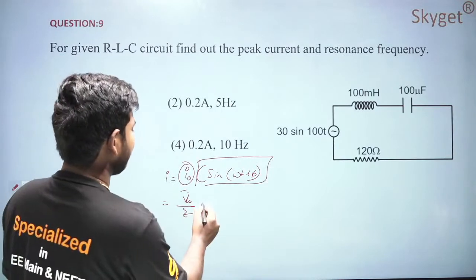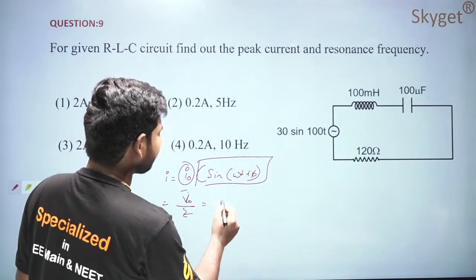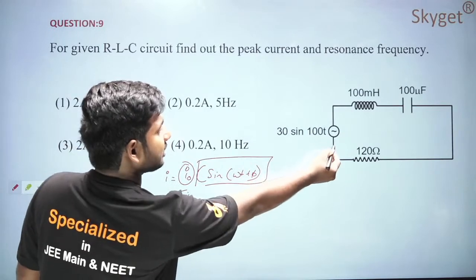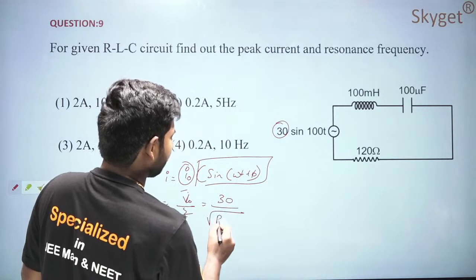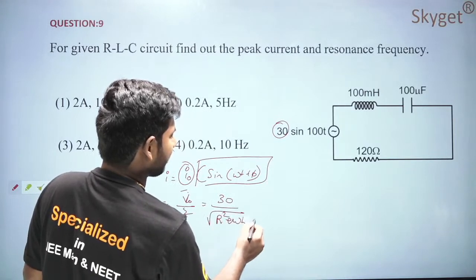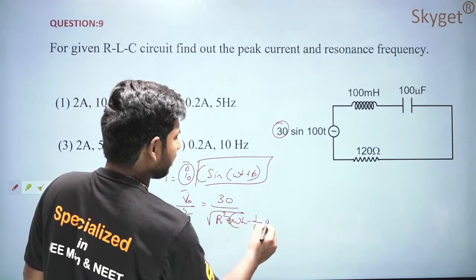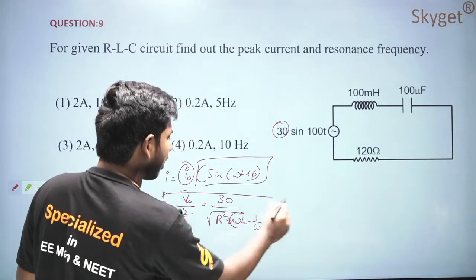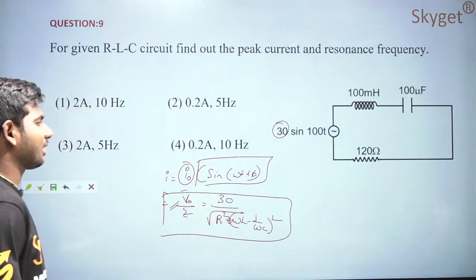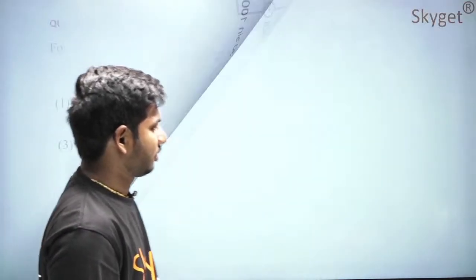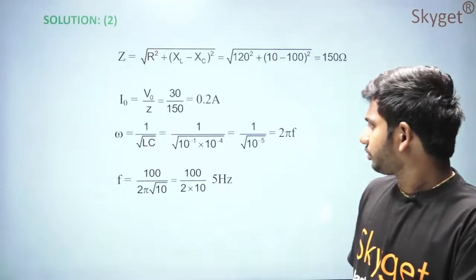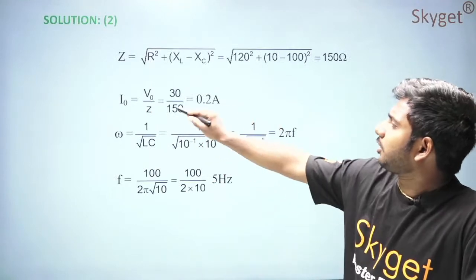So V naught is the given potential difference here, that is 30, by Z, which we can write as root over R square plus omega L minus 1 by omega C, whole square. If you apply this formula, you will be able to get I naught here, students.